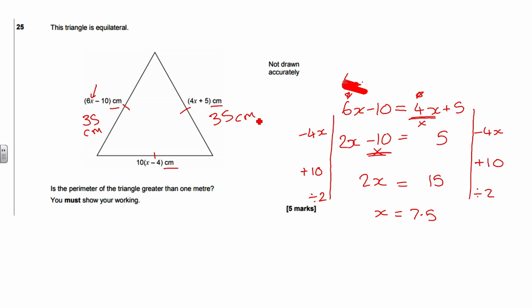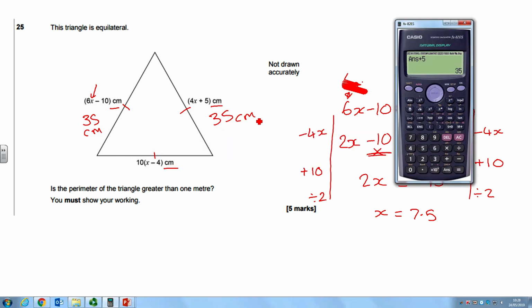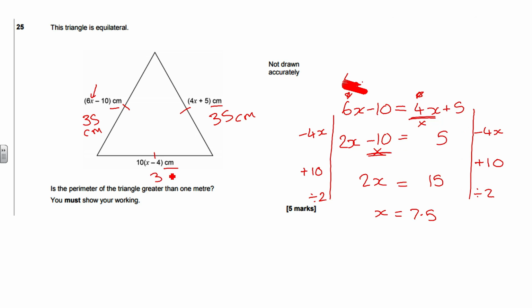And now, finally, I need to get 10 times x minus 4, so 10 bracket 7.5 minus 4, close bracket, is also 35 centimetres. So now knowing that all the sides are 35 centimetres, I'd say, right, 35 add 35 is 70, 70 add 35 is 105, so it's 105 centimetres all the way around.